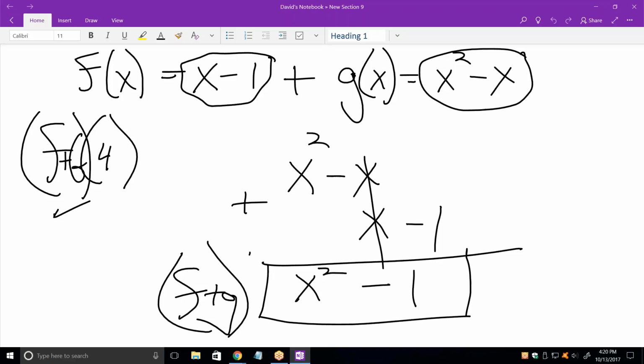Now, if somebody says, what is f plus g of 4? What are you going to do? You're gonna plug in the 4 for the x. So we'd get f plus g of 4 equals 4 squared, which is 16, minus 1, which is 15. That's it. f plus g of 4 equals 15. f plus g equals x squared minus 1, but evaluated at 4, it's equal to 15.